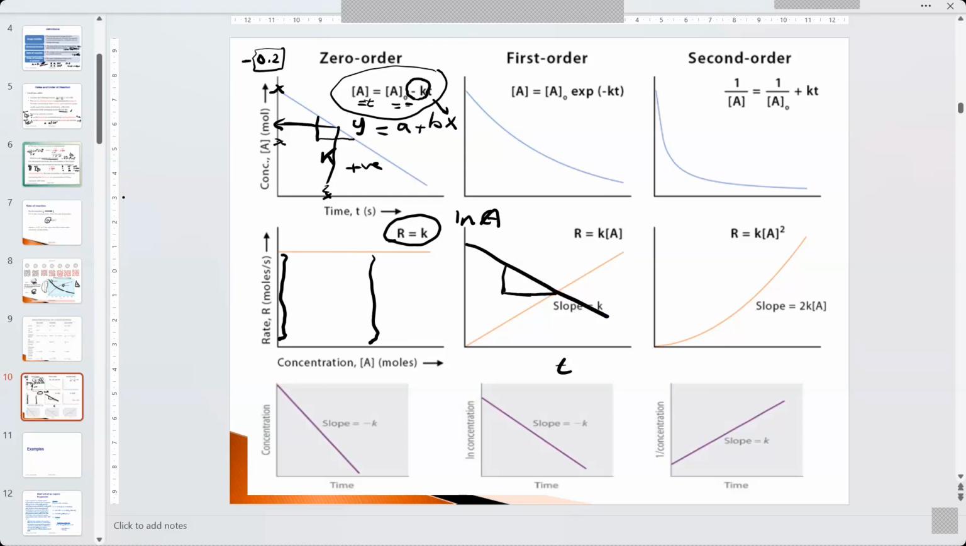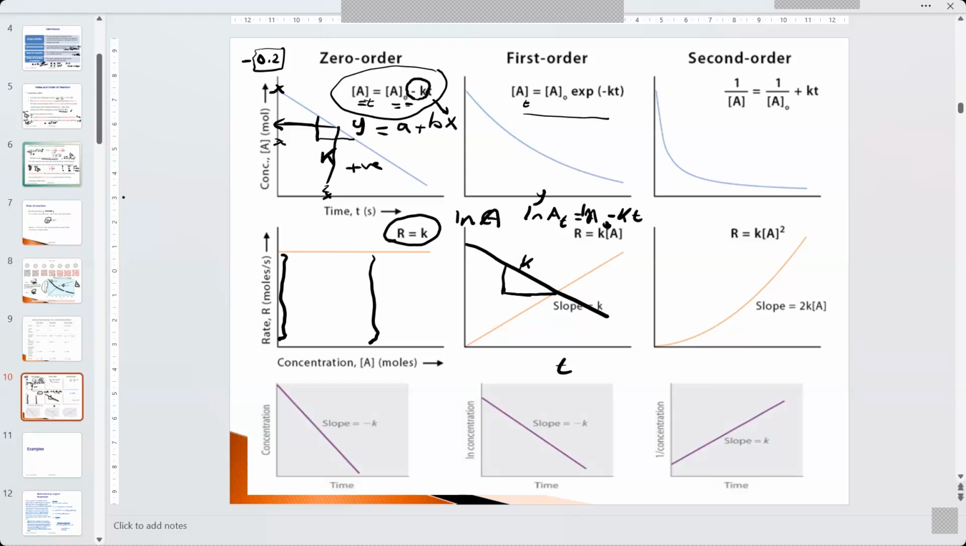Okay? Then you can calculate the slope of this one. The slope will give you the K. And the equation for this linear relationship will be: concentration at any time t equals the concentration at time 0 times the exponent of negative kt. Where did I get this equation from? Because if I plot ln A versus t, then the straight line equation will turn out to be ln A at time t equals ln A at time 0 minus kt.